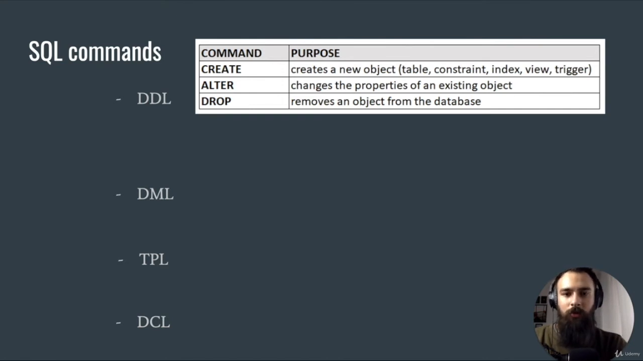And the drop command removes an object from the database. If you don't want to have a constraint or a table or an index anymore, we can drop it using the drop command. The second type of SQL commands is the DML.